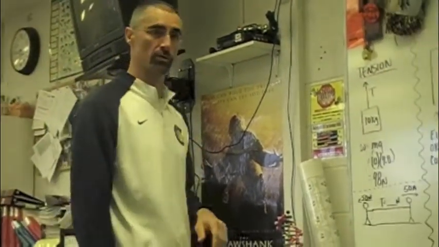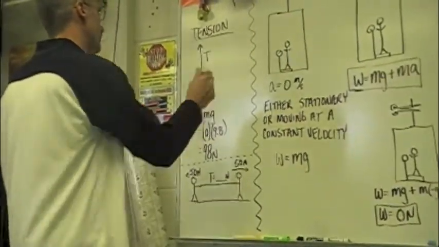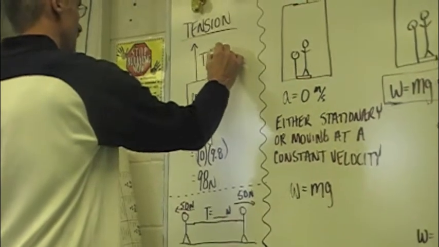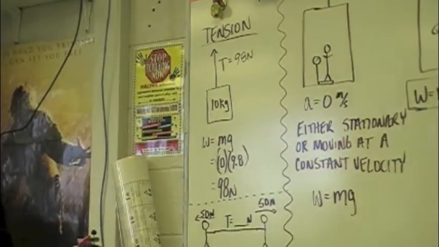98. Now most kids see that and they're like, Mr. Lennick, that's super easy. So the tension in this string right here would be 98 newtons. Seems pretty simple. If that's pulling down with 98, the rope needs to be pulling up with 98.